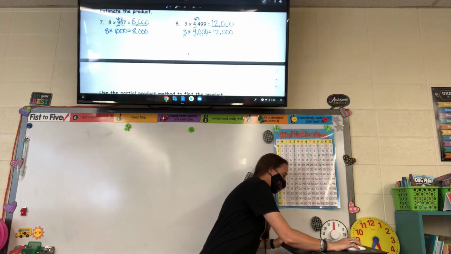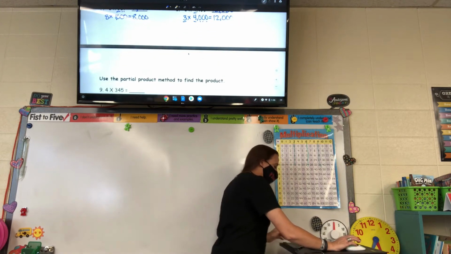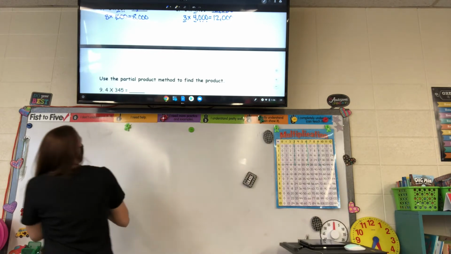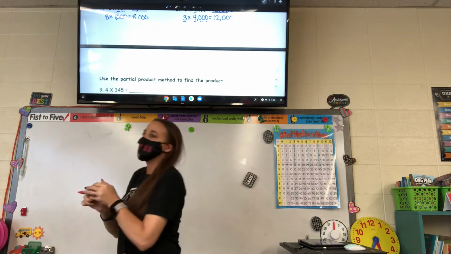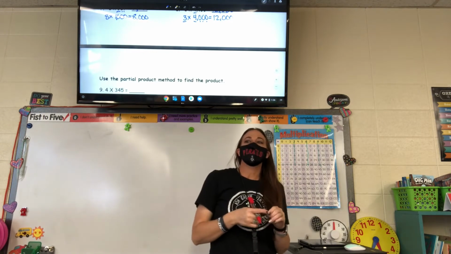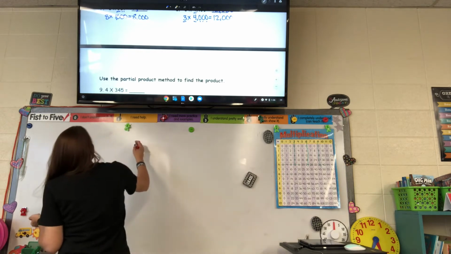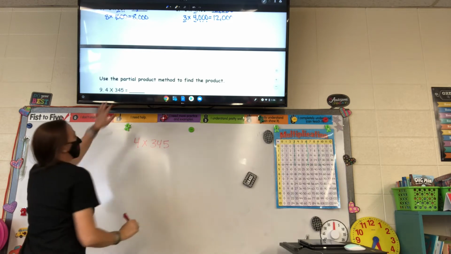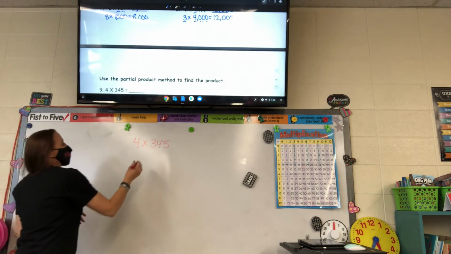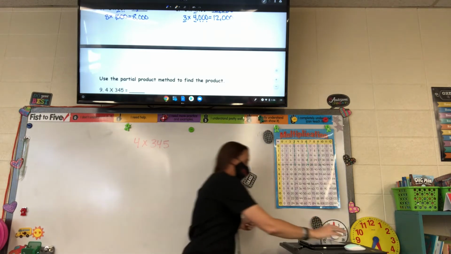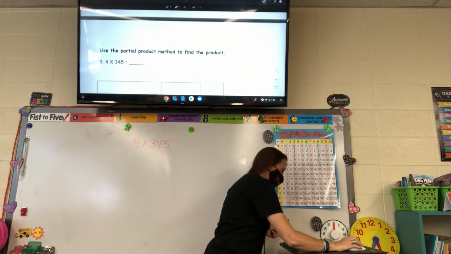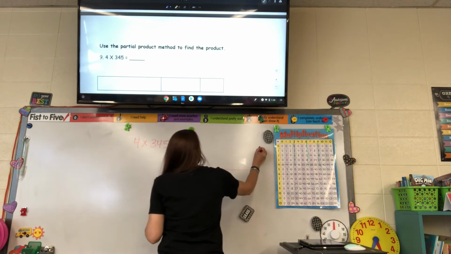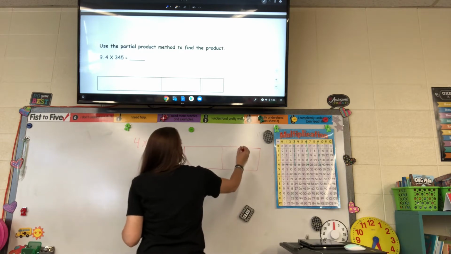That's a cool idea. Okay, next it says use the partial product method to find the product. Okay, so they want you to find the product, and product is the answer to what kind of problem? Multiplication problem. So we're doing 4 times 345. Now we're not estimating, they want us to find the answer. So they have given us a box here. They've drawn a model for us. And it looks like this, and it's divided into 3 sections.